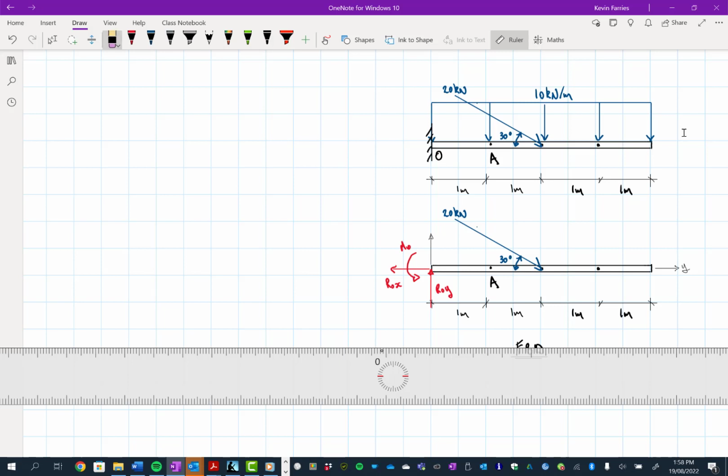I need to start thinking while I'm talking. X, Y. So y-axis perpendicular to the beam. X-axis is parallel to the beam.